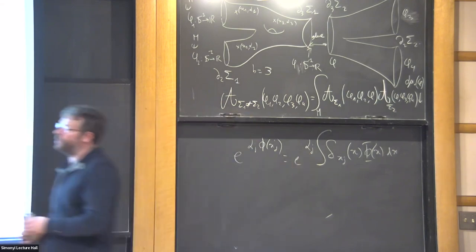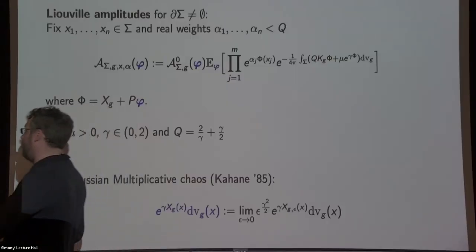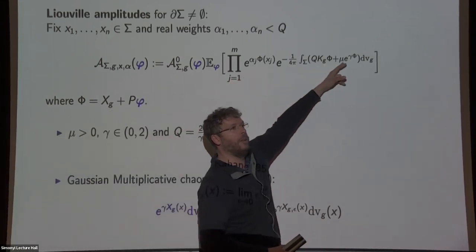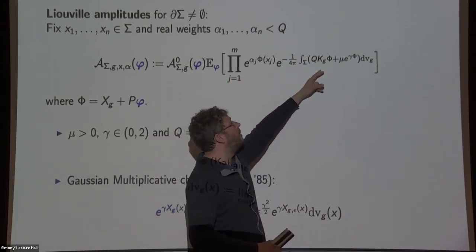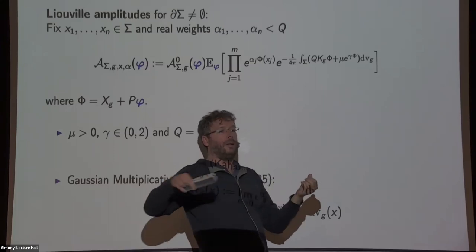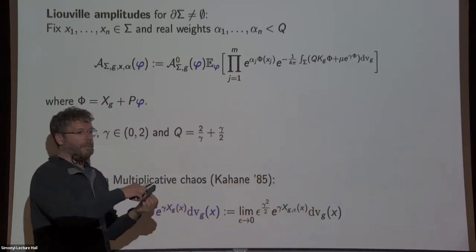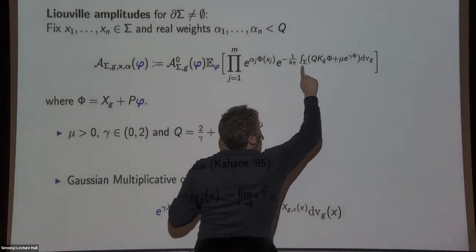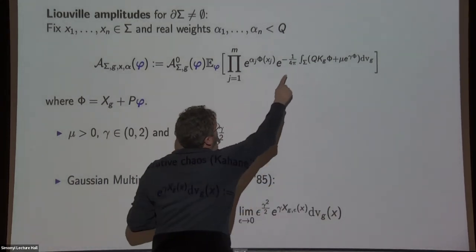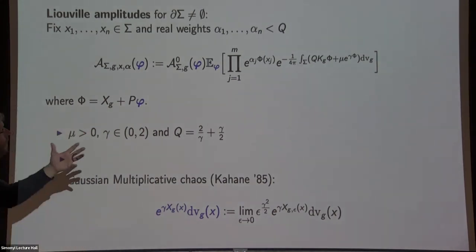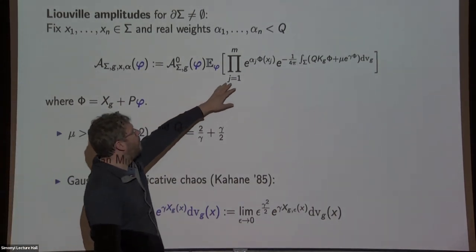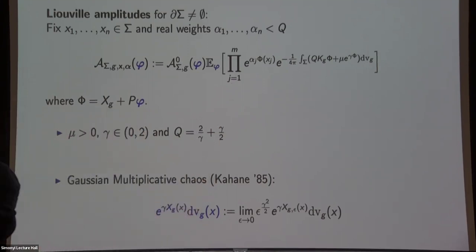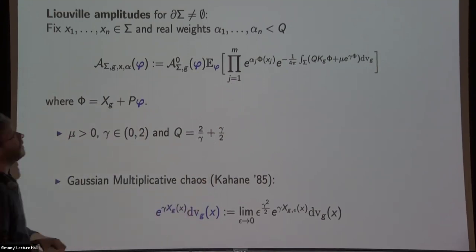So somehow you can, at least formally, though all this can be made rigorous, take these terms and put them in the action, and it corresponds to looking at metrics with conical singularities at the marked points. Formally, you can put it in the action, and it's really telling you that this quantity is the right one to look at, and it's about metrics with conical singularities.